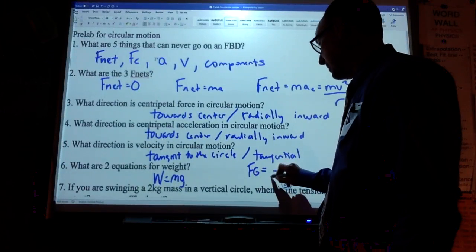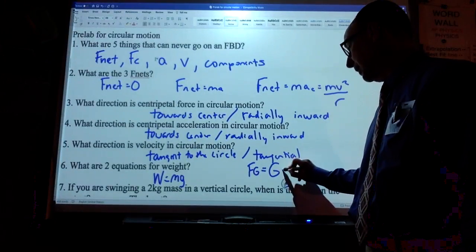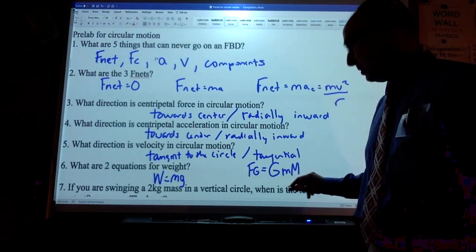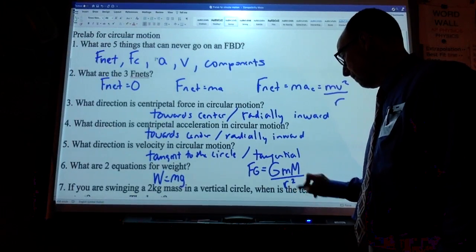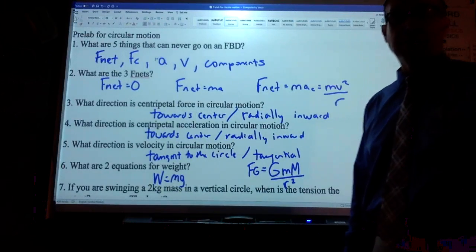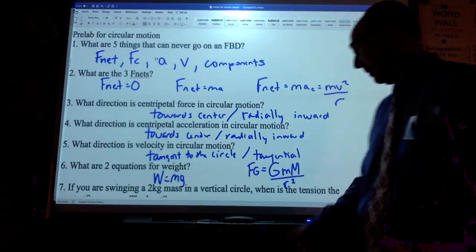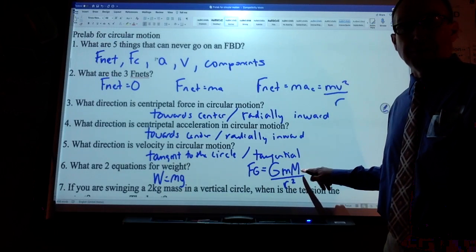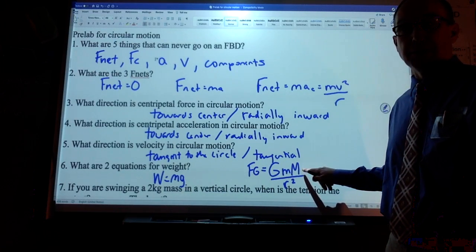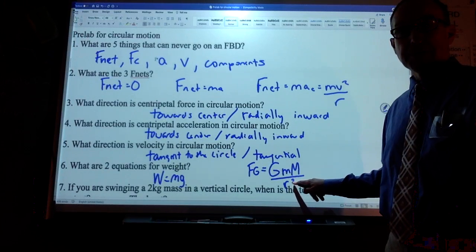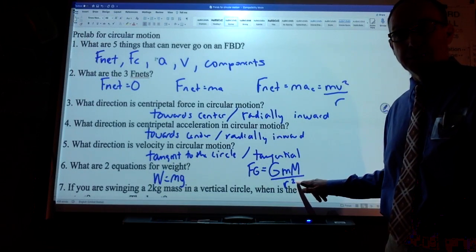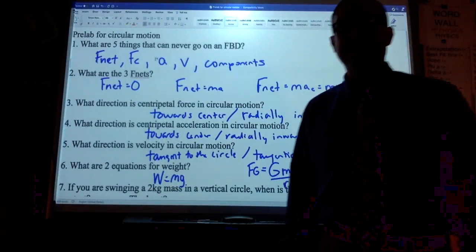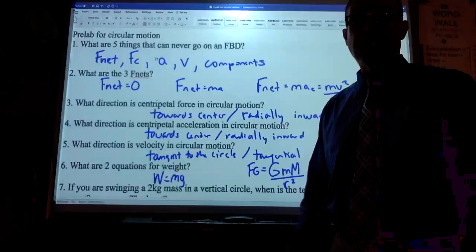And this one is Fg, with the big G, is equal to big G, which is a constant, multiplied by the product of the two masses over the distance between their centers squared. And it turns out that little g for Earth we get by putting in the mass of the Earth, 5.98 times 10 to the 24th, and the radius of the Earth, 6.36 times 10 to the 6 meters, and squaring it and multiplying by this universal constant, which is 6.67 times 10 to the negative 11th newton meter squared divided by kilogram squared.